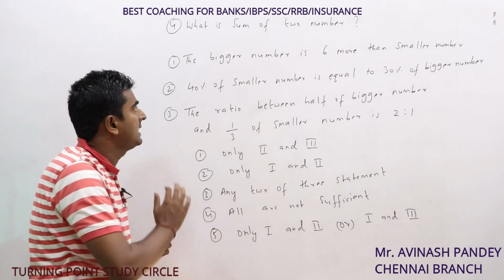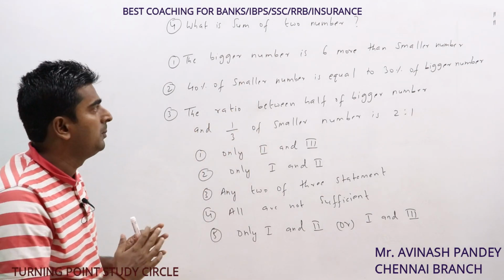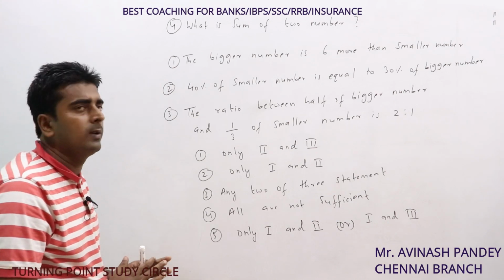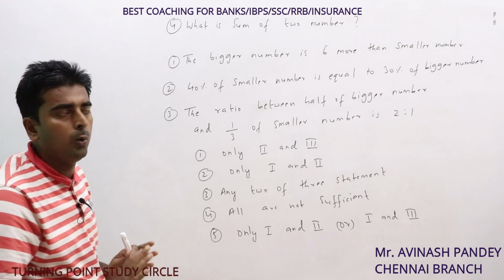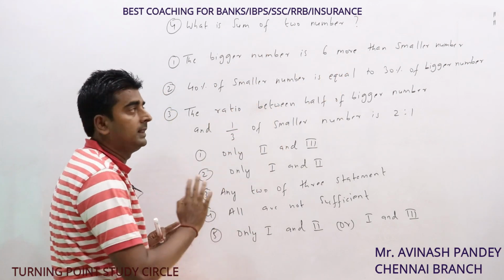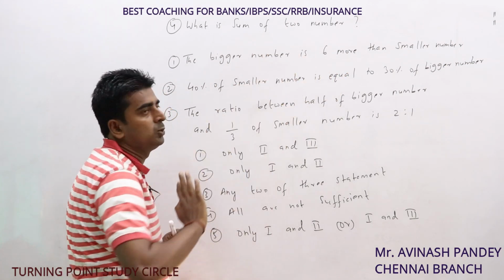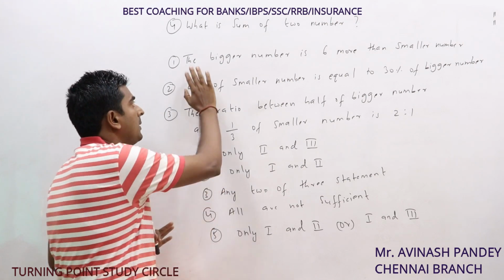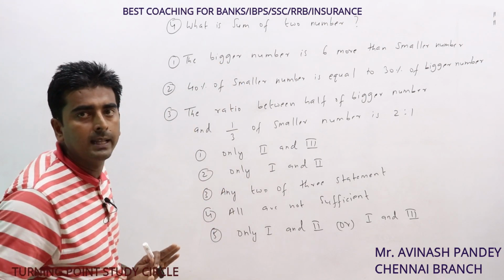Remember, first statement: the bigger number is 6 more than the smaller number. Can you get the answer from the first statement alone? No. Why? Because you don't know which is your bigger number and which is your smaller number. They have simply given the difference of these two numbers, which is nothing but 6. So from the first statement alone we can't get the answer.